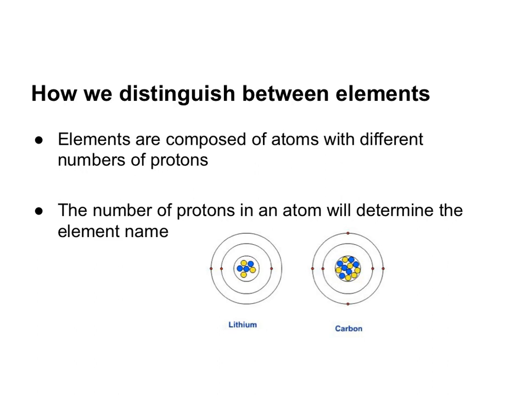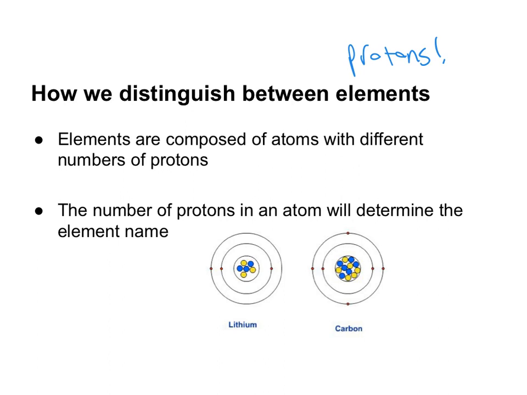So how do we distinguish between atoms of different elements? And really the important thing here is going to be protons. So protons are super important. Elements are composed of atoms with different numbers of protons. So different atoms are going to have different numbers of protons, and that number is going to be associated with the atomic number on the periodic table. And it's really the number of protons that determines the identity of that atom.